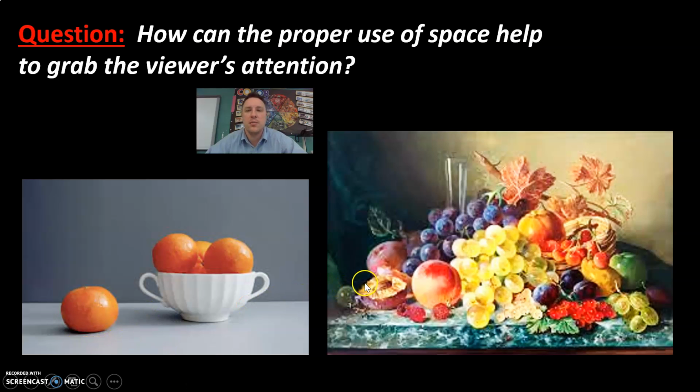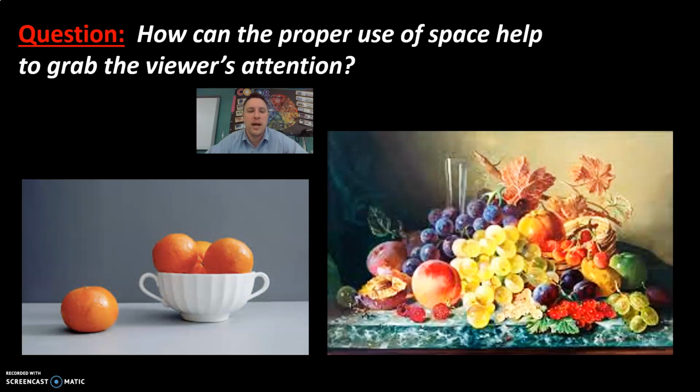Whereas the image on the right does a much better job of filling the space and putting each object close together. So if I start with this peach here, it touches the grapes, which go up to the other peach or apple, and then down and up and around. And then you just keep looking at the whole artwork over and over again, which grabs the viewer's attention.